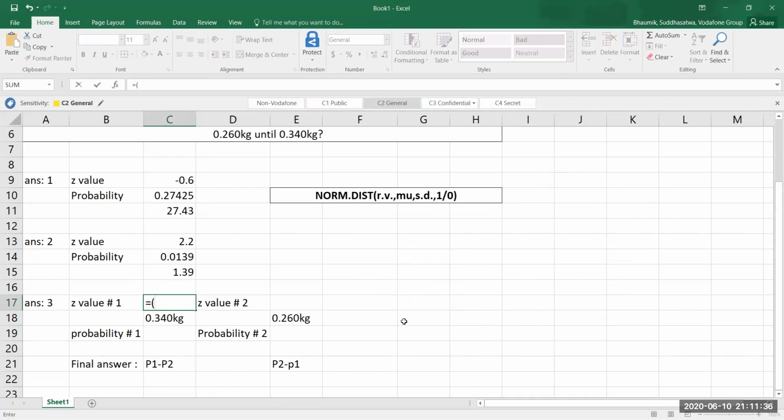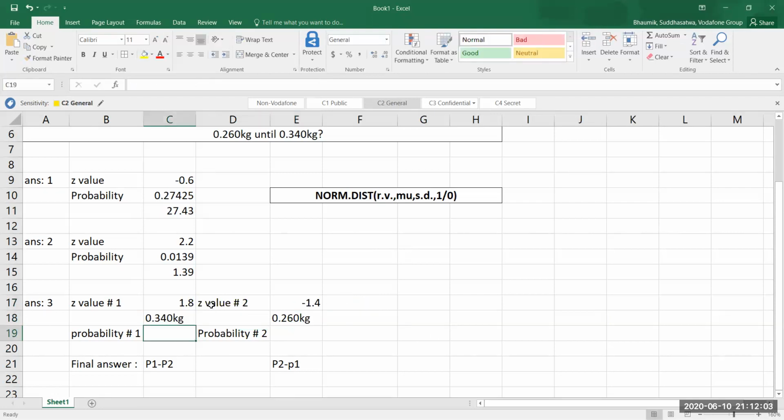So we will find this: 0.340 minus 0.295 divided by 0.025. This is the value. Okay, 1.8. And then I have another value, which is what? (0.260 minus 0.295), bracket closed, divided by 0.025.